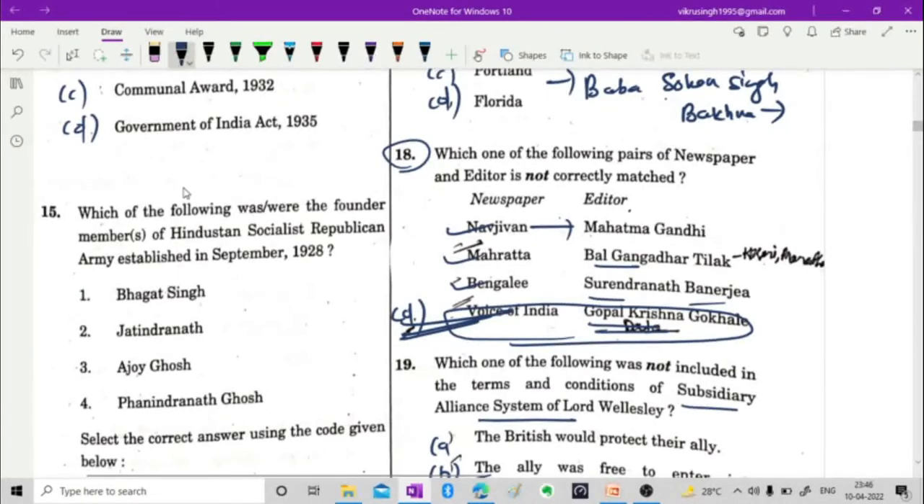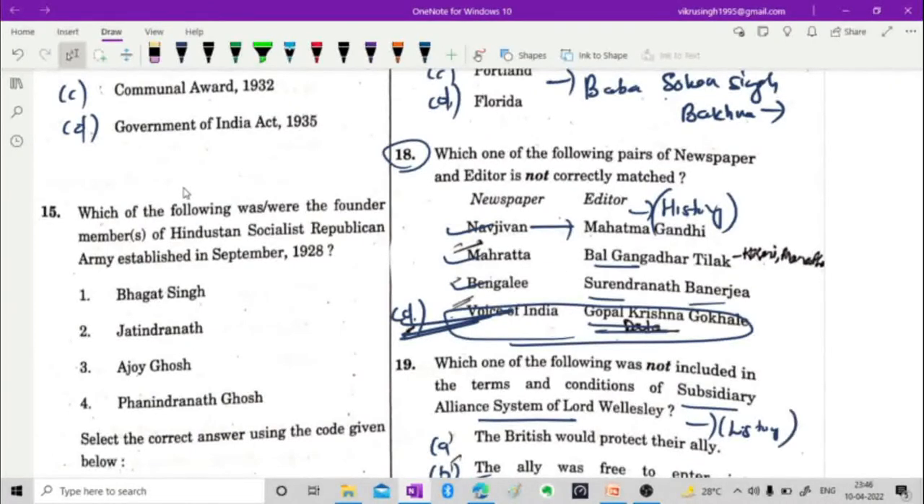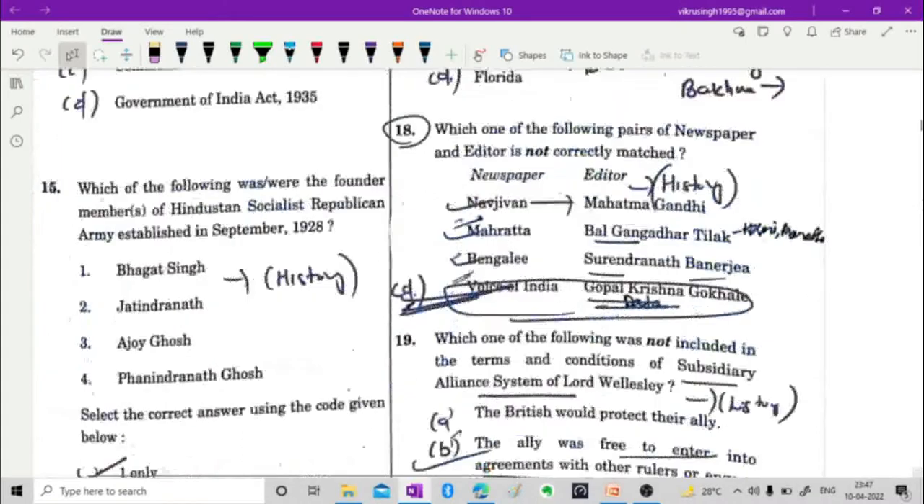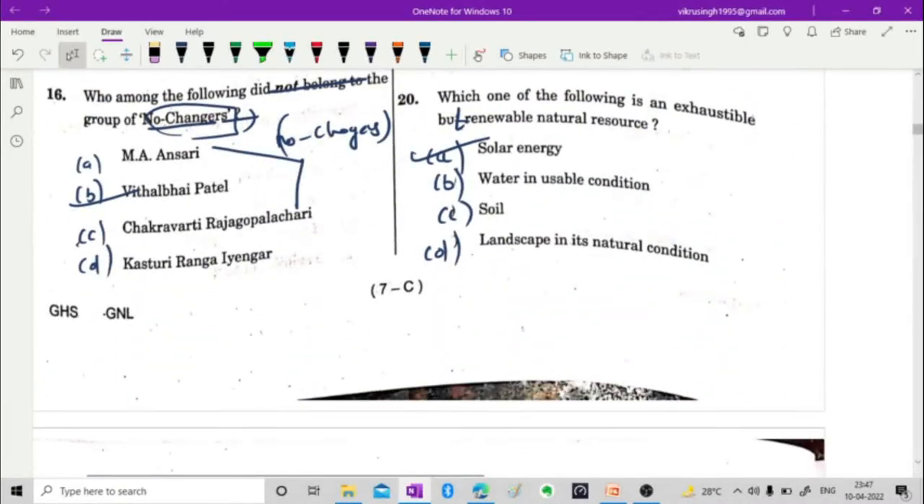This is from history. The history questions were very easy. All our maximum questions are from these sections, like modern Indian history. So focus on that. General science.